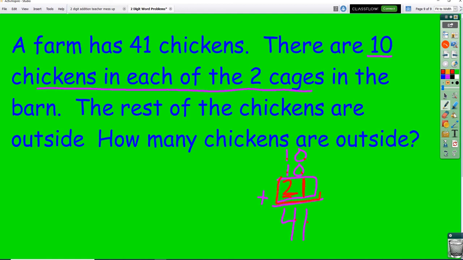So 21 chickens are outside. That would be the answer to this problem. There were 10 in this cage, 10 in that cage, 21 outside, and there were 41 altogether. So 21 chickens are outside. Good job. How'd you guys do on these word problems?